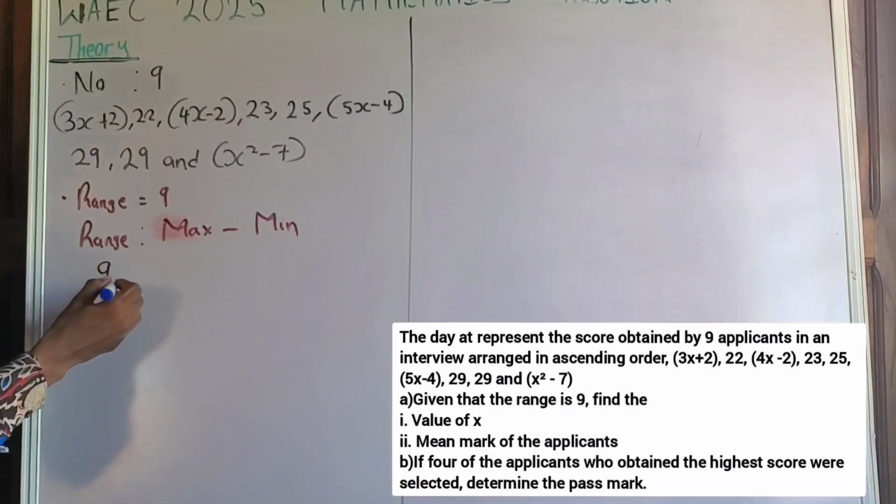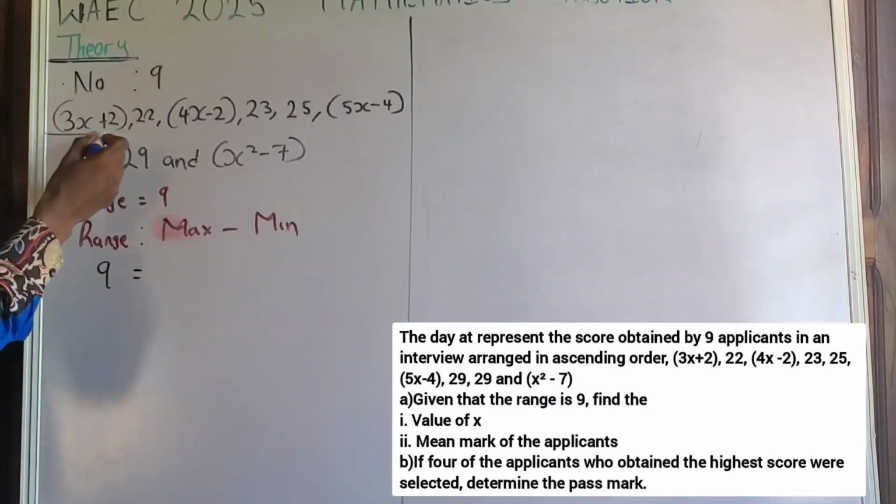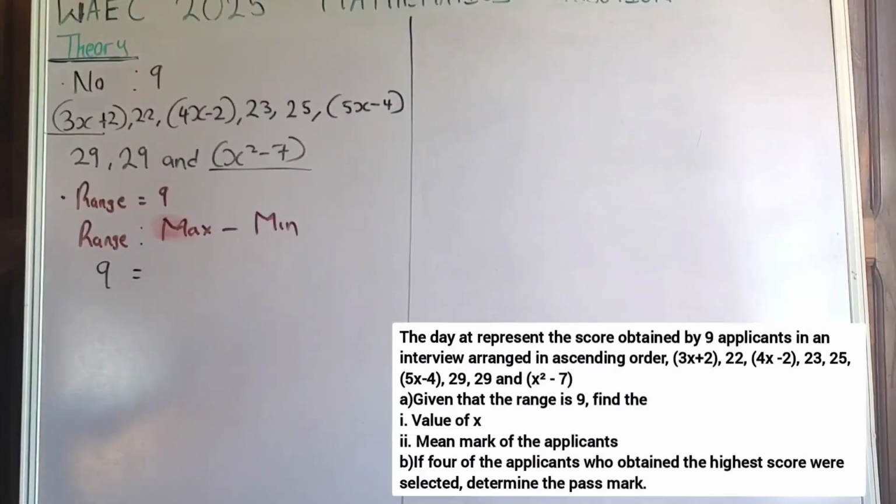So 9 equals, now don't forget that in the question we have been told that the scores obtained by the applicants are arranged in ascending order. In ascending order simply means in order of increment. Okay, that means that this is the lowest score while this is the highest score. And since range is what? Maximum score minus the minimum score, or the highest score minus the lowest score.